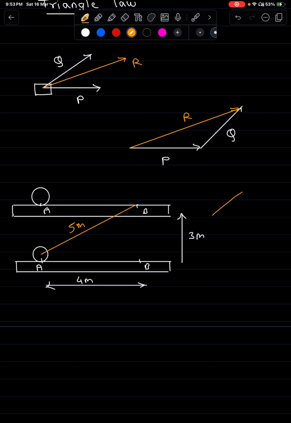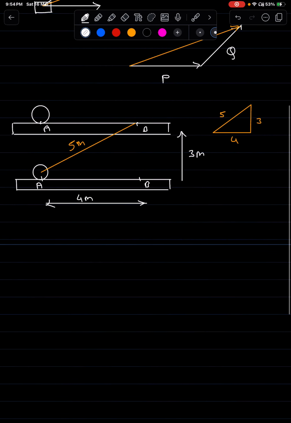Because if I draw a triangle, this side was 4 meters, this vertical side was 3 meters, so the hypotenuse has to be, from Pythagoras theorem, 5. So see, how does the triangle law over here help? I have to draw two vectors, one of 4 meters in this direction, the length denoting 4 meters, and another vector I have to join tail of the second to head of the first, right? So this should be of 3 meters.